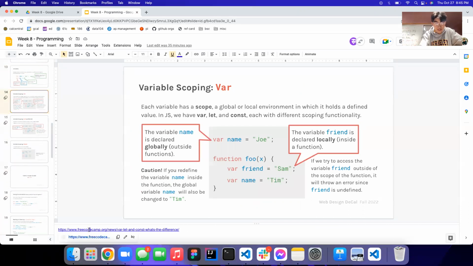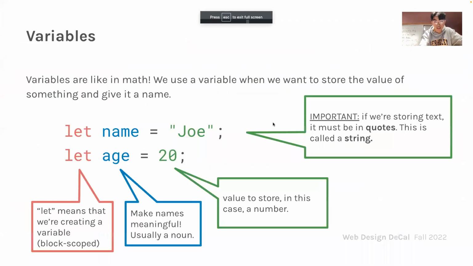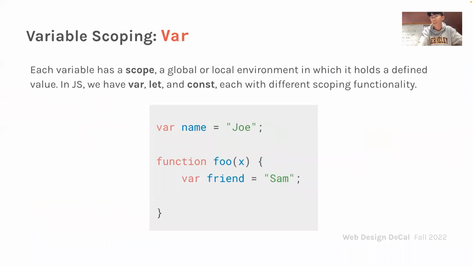Just to preface this, we're not really going to test on scoping ever, but it's a good concept to know when you write your code and something's going wrong. The idea behind scoping is that when you declare a variable, there's a certain domain or environment in which it can be referenced or its value accessed, right?